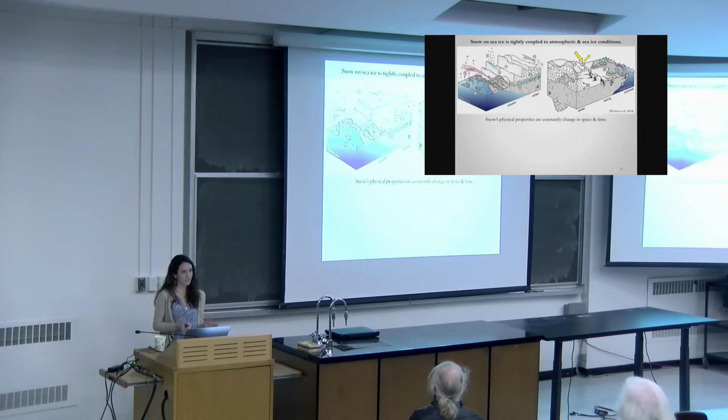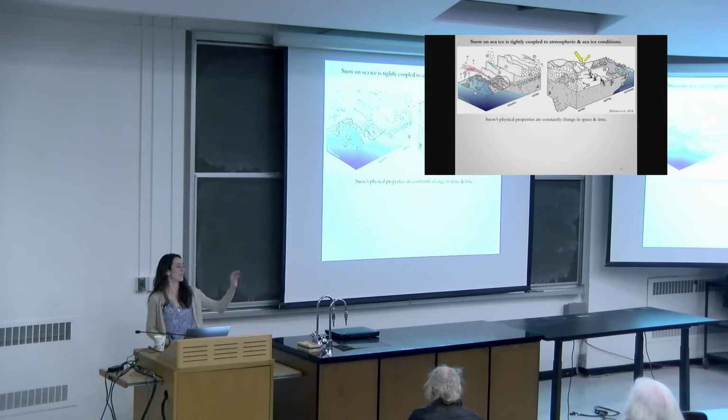So snow is really difficult to represent, to understand, and to collect observations for because it's tightly coupled to the atmosphere and sea ice conditions. The atmosphere is constantly changing, and so is the sea ice environment. So because of this tight coupling and because snow just naturally changes by itself, metamorphism of its snow grain crystals, it is also constantly changing in space and time. So that makes it really, really difficult to take a single set of observations and apply it to another place or to another time.